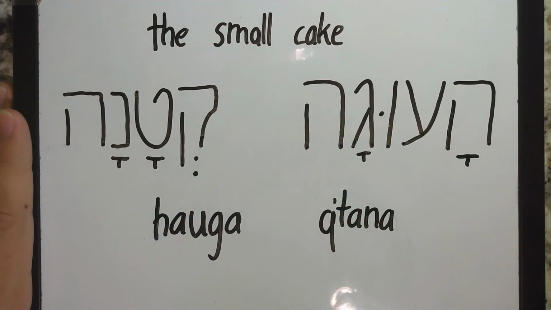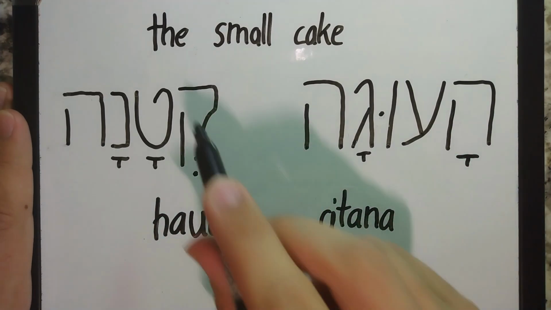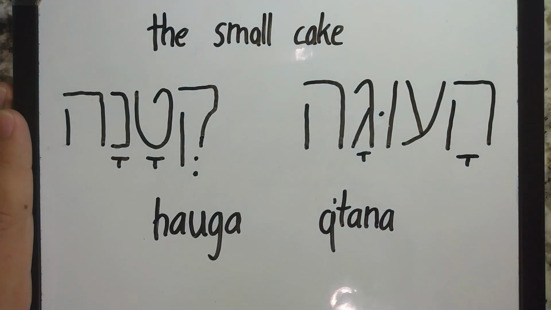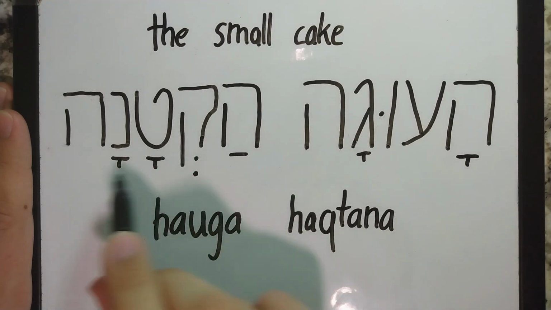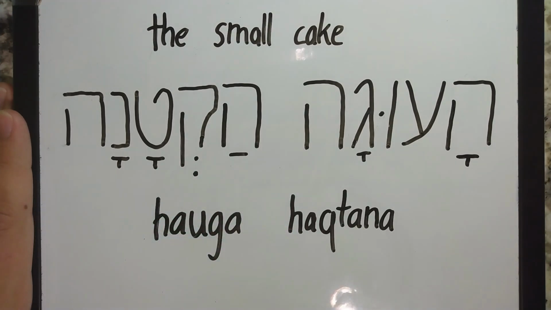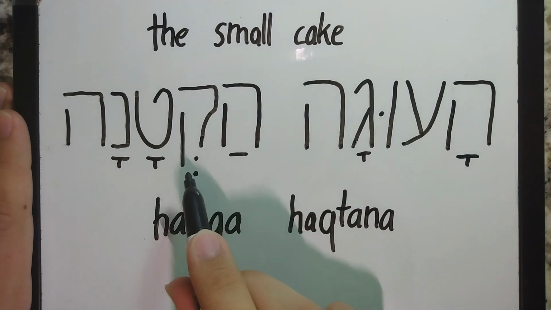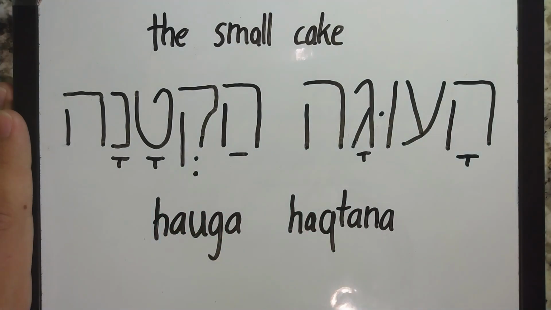Not quite. Think about what we are attaching the word the to, small cake. Because we are attaching a the not only to the noun cake, but also to the adjective small, in Hebrew we attach a letter hey to both uga and katana. So attaching a the to katana, we get ha'ktana, and so the small cake in Hebrew is ha'uga ha'ktana, with a letter hey, meaning the, attached to both the noun, uga, and the adjective, katana. The small cake, ha'uga ha'ktana.